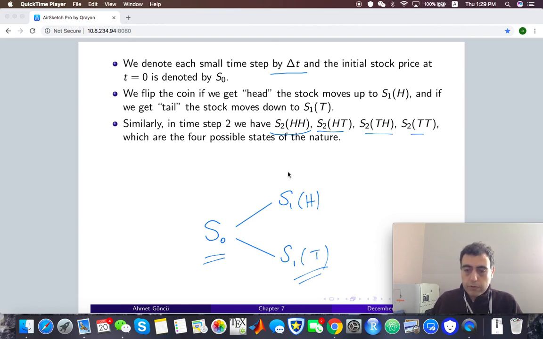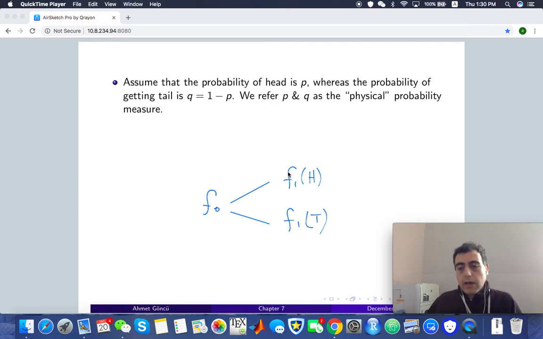For example, in 2 time steps, you have 4 possibilities. This is just like flipping a coin twice, where you can have head-head, head-tail, tail-head, or tail-tail as 4 possible outcomes. So that's the 2 time steps scenario. Our goal is to come up with a similar binomial tree for the value of the financial derivative f. Here f represents the value of the financial derivative, and this is at time step 0, and this is at time step 1.